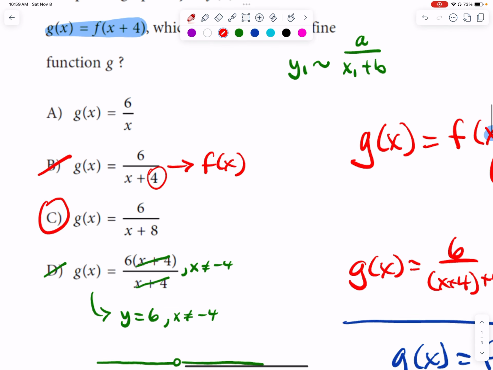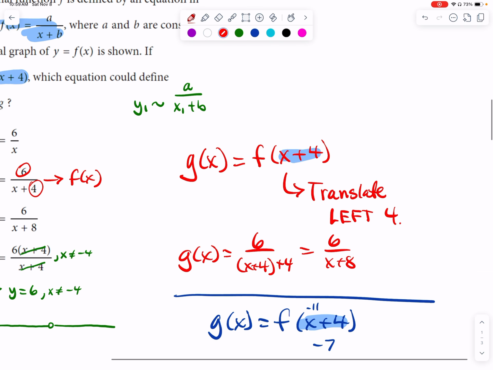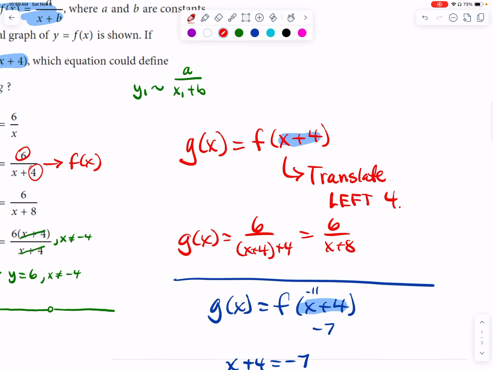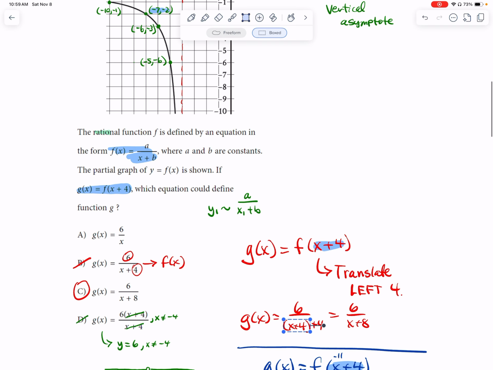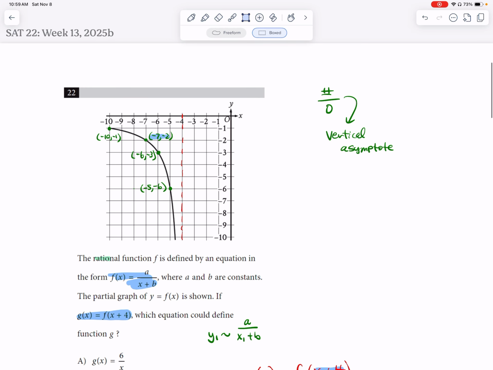So 6 is the top number that's right there. And then after that, you think of in terms of function transformation, moving this thing left 4, or just simply substituting in x plus 4 in the place of x, and then you have your equation. So hopefully you learned a whole bunch by taking a look at this pretty sweet SAT question for this week.